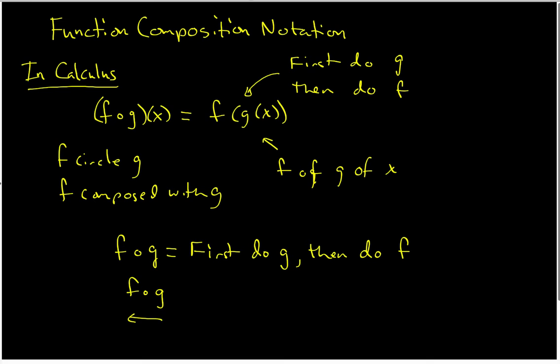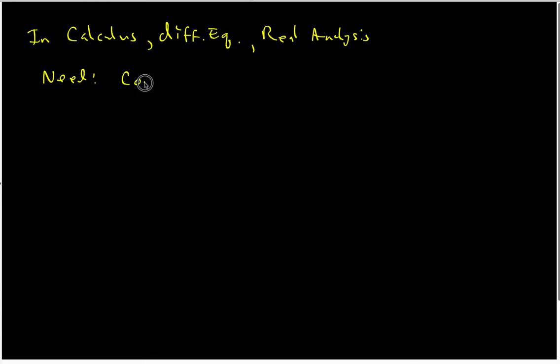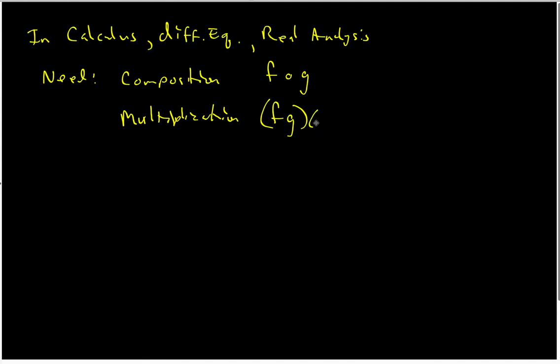Now, it's important to realize that in a course like calculus or differential equations, or real analysis, or a lot of other courses, there are needs to do two things. We need both composition, and that notation is the usual f circle g notation, and we also need multiplication of functions, which is usually written as fg, and fg of x in a calculus class is f of x times g of x.